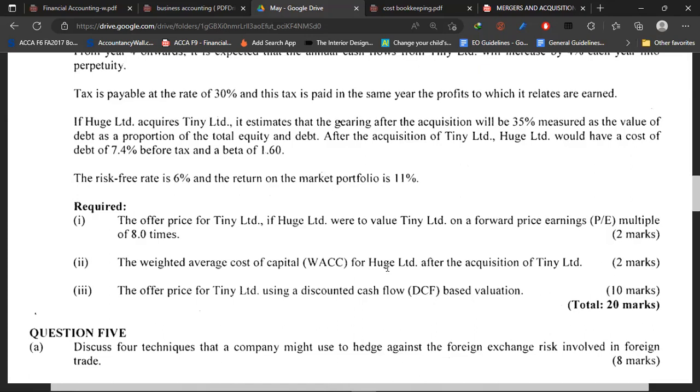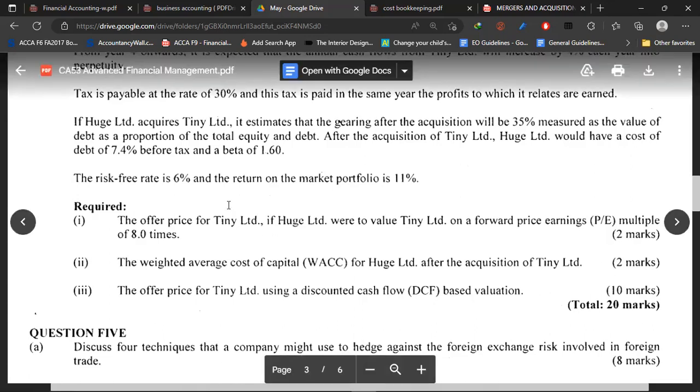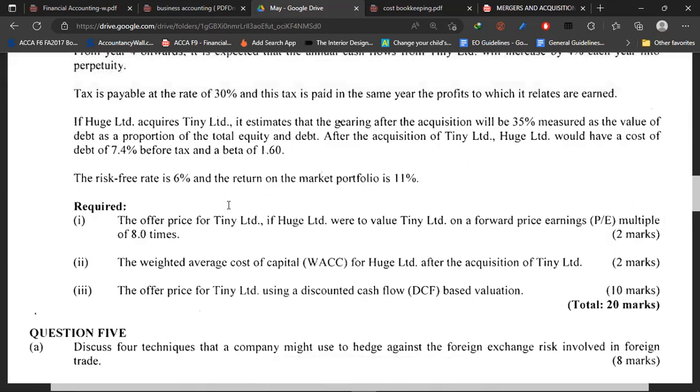The weighted average cost of capital, which we know very well, we normally take the weight of equity times cost of equity, plus weight of debt times cost of debt, and then we adjust for taxes. Now, in the calculation, because the weights are already given here, we are being told it estimates that the gearing after the acquisition is 35%, measured as the value of debt. So if 35% is the value of debt, it means the value of equity is 65%. When you convert to decimals, they become your weights. So the weight of equity is 0.65, whereas the weight of debt is 0.35.